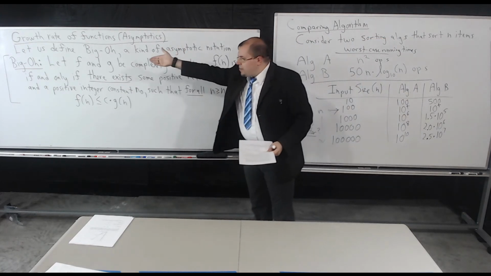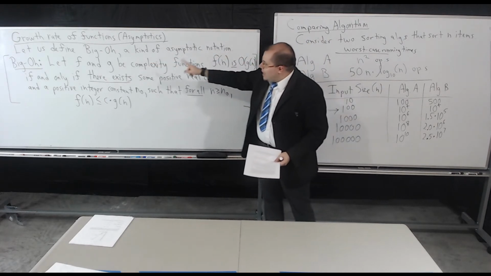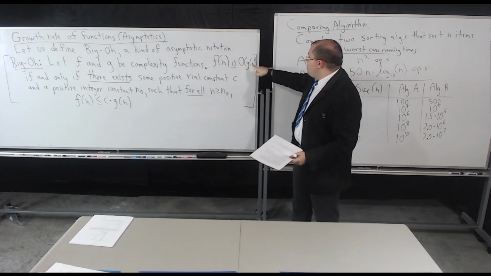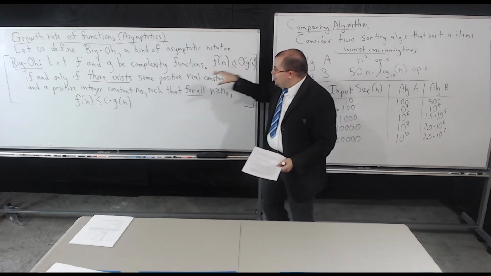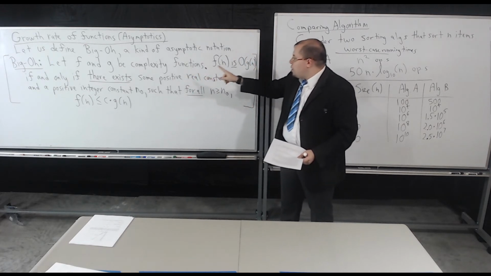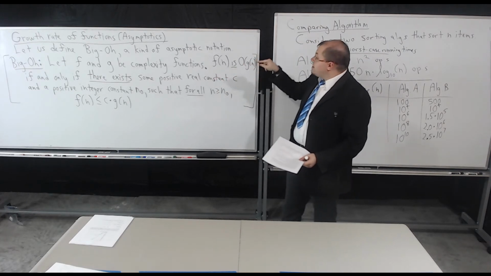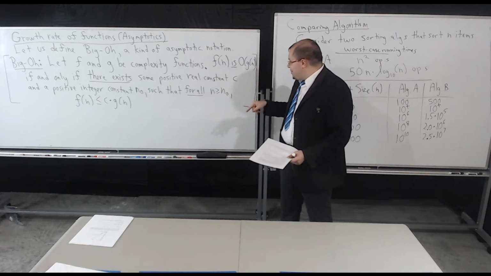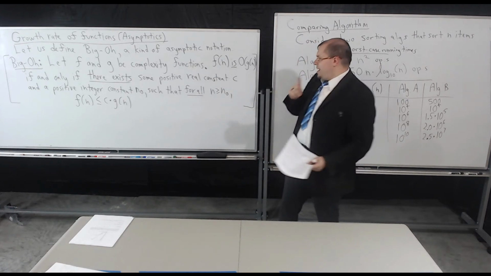So here's the definition, and I want you to say it with me if it makes it easier to remember. Let f and g be complexity functions. f of n is big O of g of n if and only if, remember that means that whatever's here is equivalent to whatever follows after it, there exists some positive real constant c and a positive integer constant n0 such that for all n greater than or equal to n0, that particular constant n0, f of n is less than or equal to c times g of n.